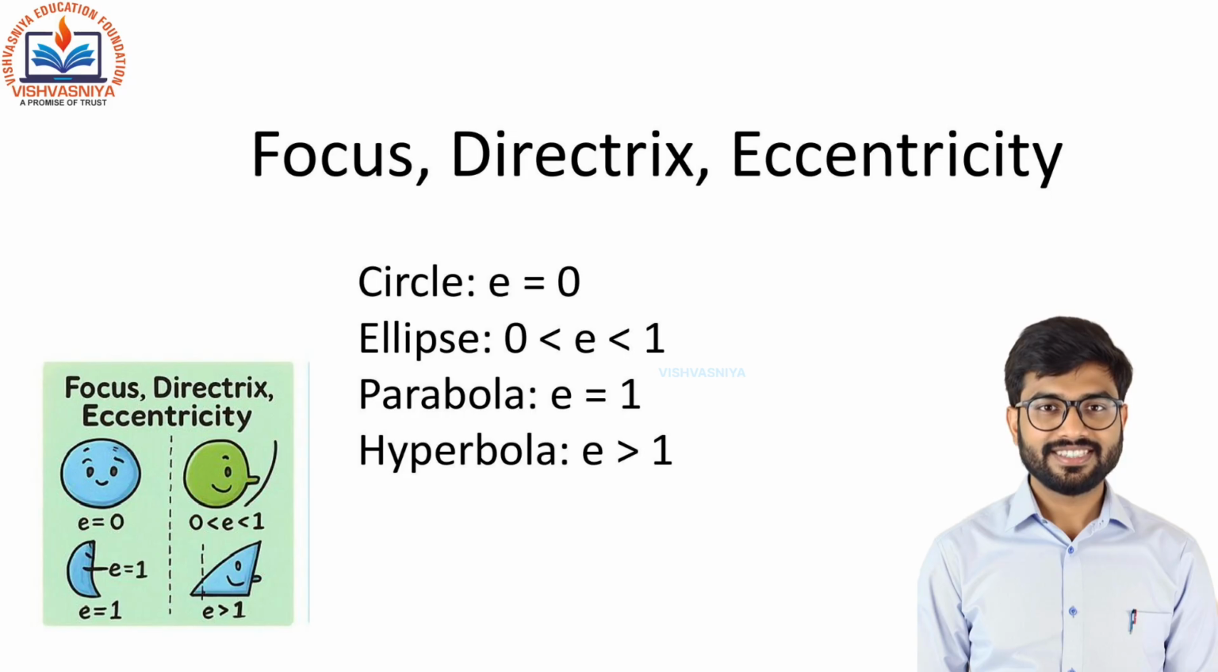Another way to understand conics is through eccentricity. For a circle, e equals 0. For an ellipse, e lies between 0 and 1. For a parabola, e equals 1. For a hyperbola, e is greater than 1. So eccentricity is like an identity card of a conic.